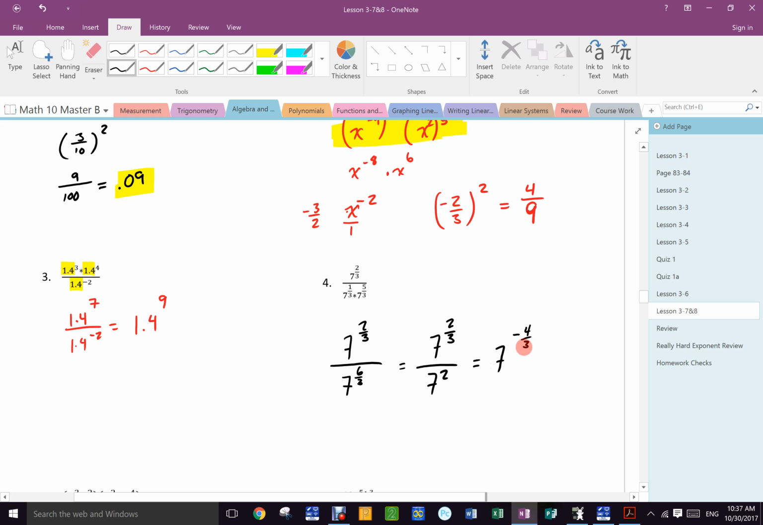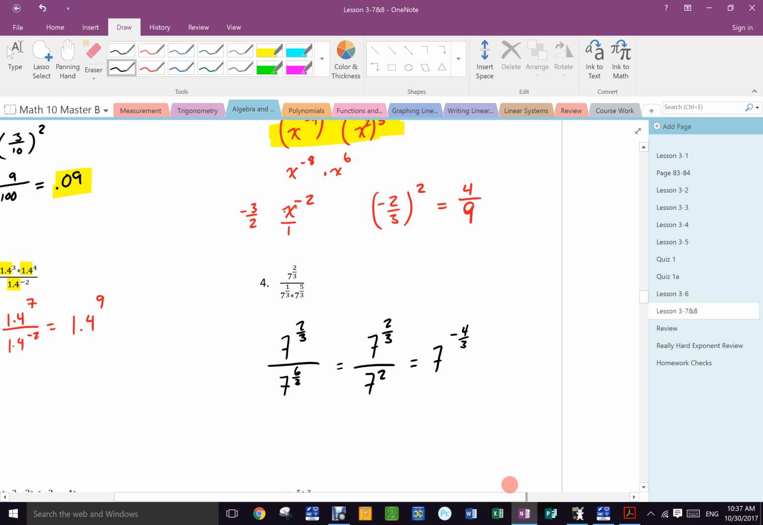7 to the negative 4/3, isn't it? Is that allowed? What do I do? What should this really be over? So what do I do? Flip it to 1 over 7 to what power? Positive 4/3. Can I leave it like that, or is there another way I could write it?